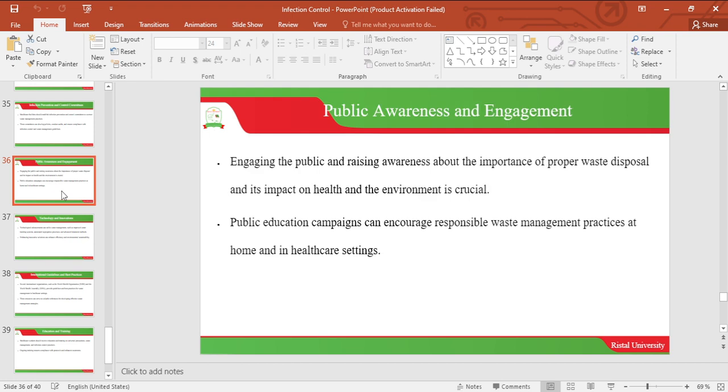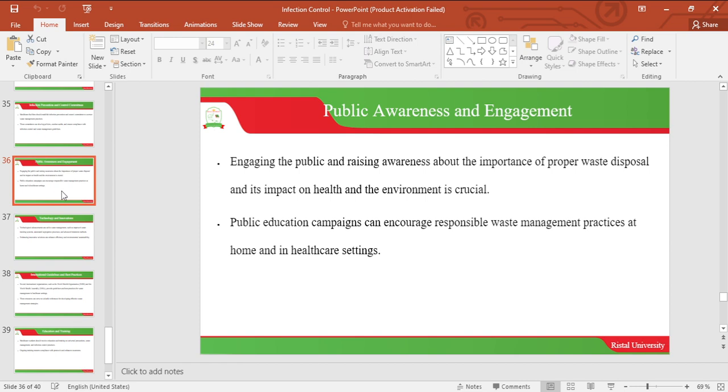Let's look at public awareness and engagement. Engaging the public and raising awareness about the importance of proper waste disposal and its impact on health and the environment is very crucial. So public education campaigns should be done to encourage responsible waste management practices at home and also in the healthcare settings. At home, if waste is not managed in the right way, it can lead to the spread of diseases. For example, human excreta should be disposed of into a latrine. If the village does not have latrines, then the waste will be disposed of into the surroundings.